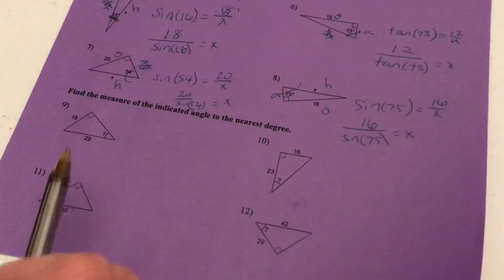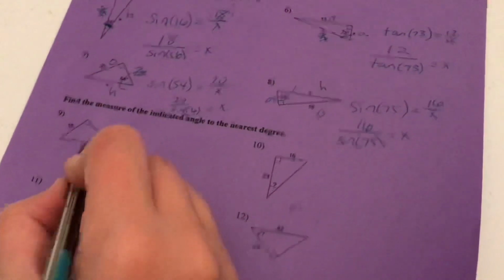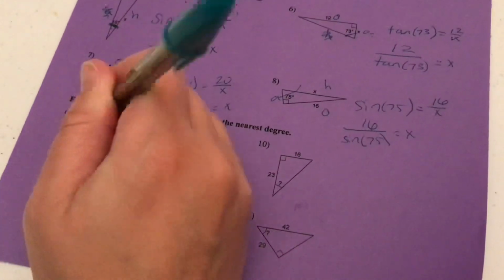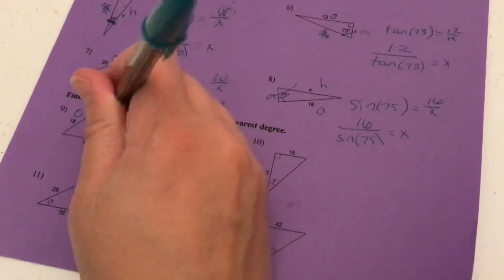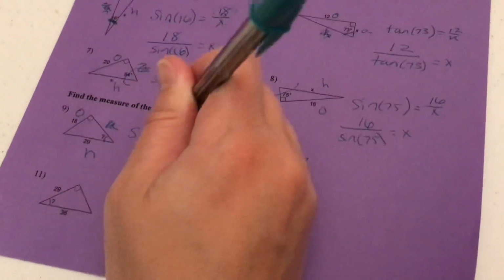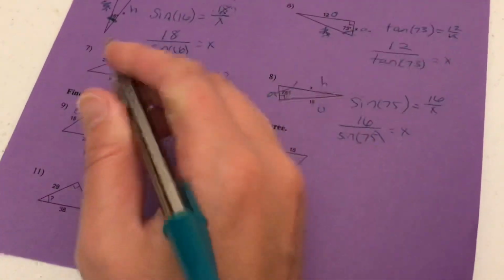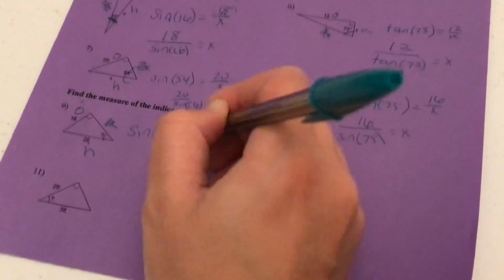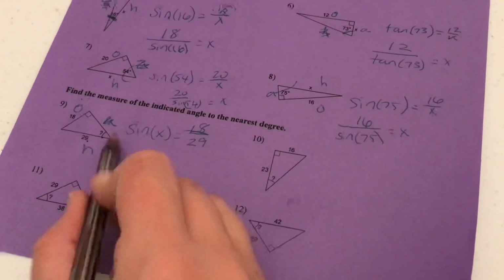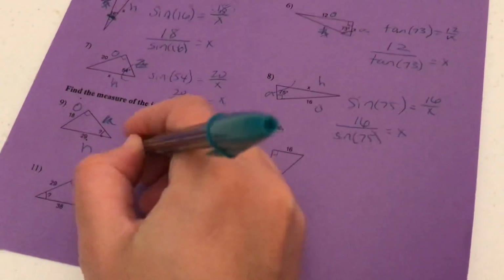When you're missing the angle, you're going to be doing the same thing. You're still going to start with the angle itself, labeling opposite, hypotenuse, and adjacent. In this case, I know it's going to be sine. I put an x for the angle, and then I still write the ratio, which is 18 over 29 in this case.